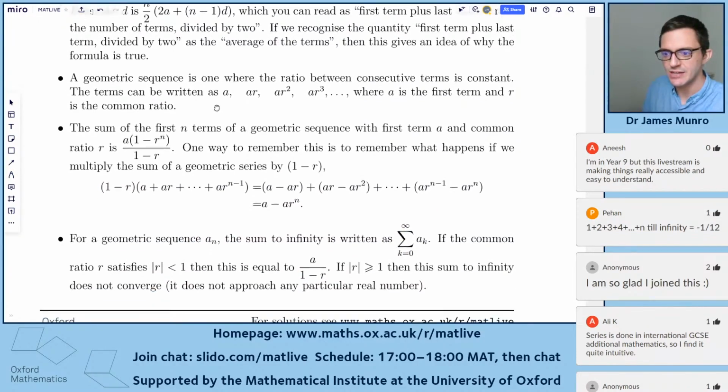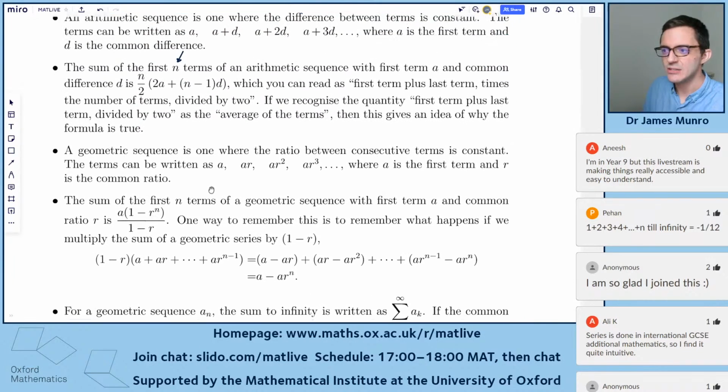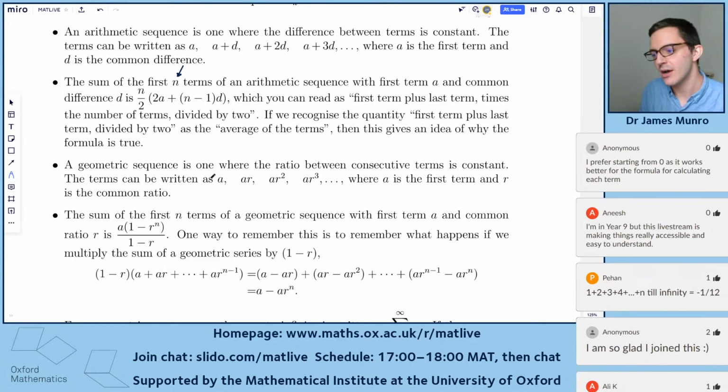So a geometric series is a different idea. I guess you could invent this if we left you alone with the idea of sequences for long enough. Then you could probably invent a geometric sequence as multiplying instead of adding. That's the idea, that you're multiplying to get to the next term each time.